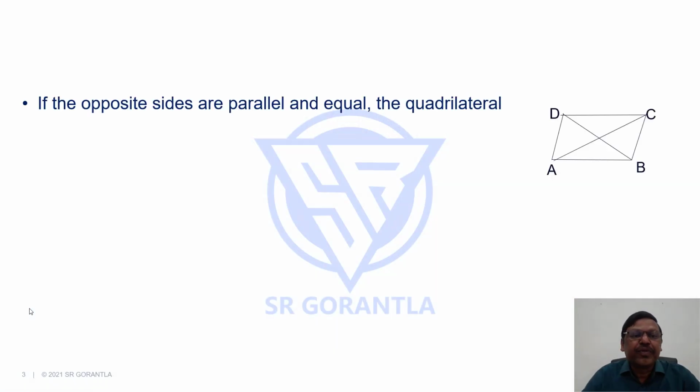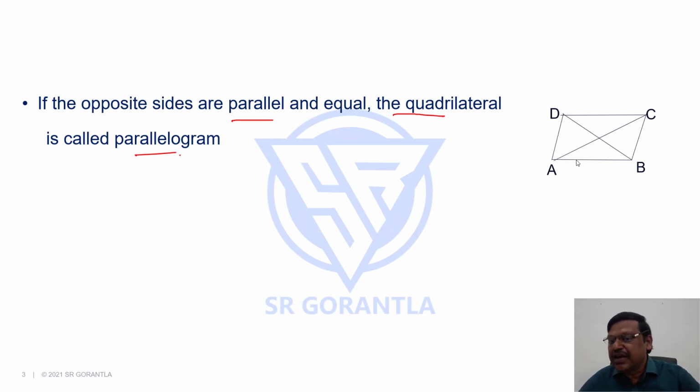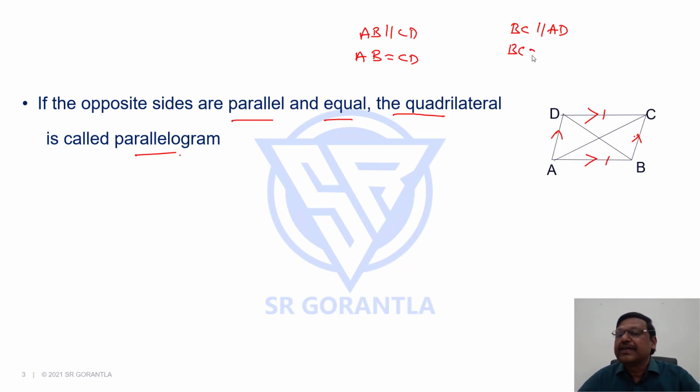What is a parallelogram? If the opposite sides are parallel and equal, then that quadrilateral is called a parallelogram. If you look at this diagram, if AB is parallel to CD, not only parallel but also equal, AB equals CD, similarly, BC is parallel to AD and BC is equal to AD, then we can say this quadrilateral is a parallelogram.